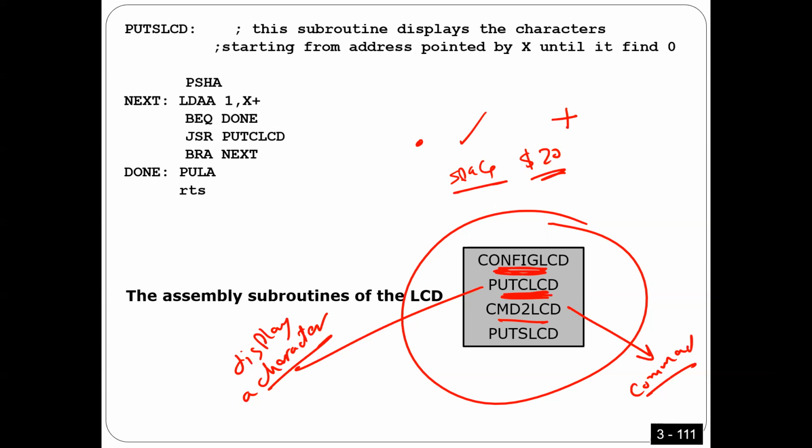Anyway, the last one here is called put string to LCD. String means a message, a complete message. So if you want to display a complete message, you can use this one. If you want to display only one character, letter A, letter B, whatever, you can use this one. If you want to send a command, you can use this one. You have to use the configuration one just once in the beginning of your program, because this is for configuration. Okay, now that's all what I need for assembly.